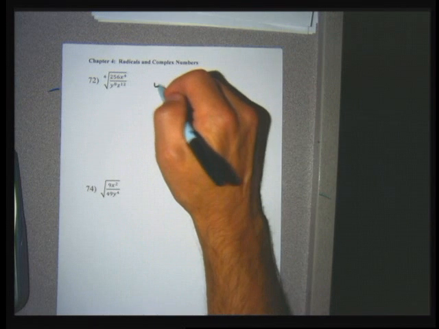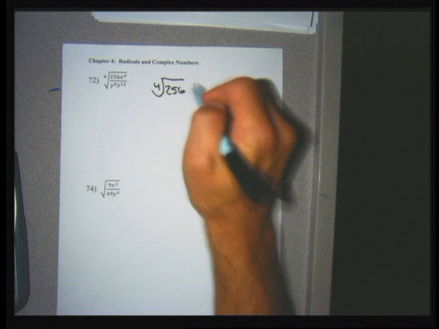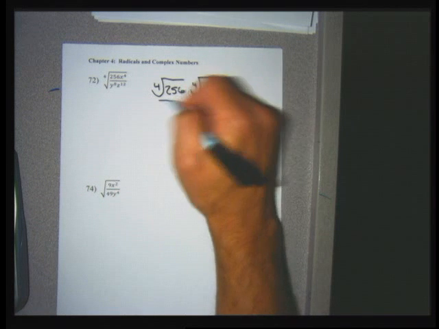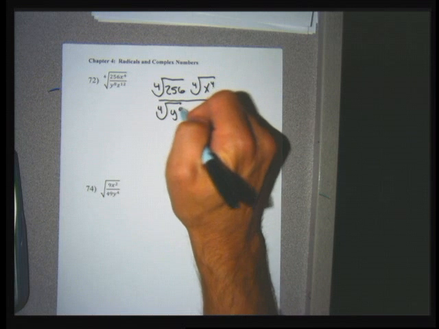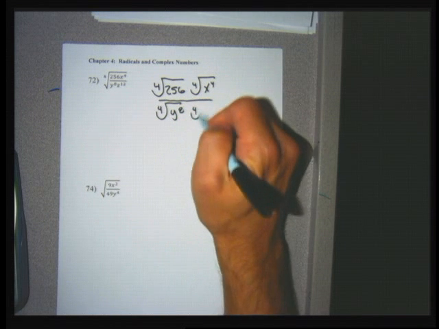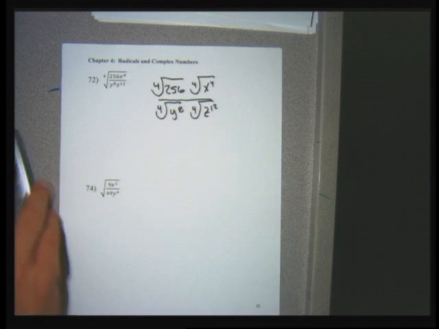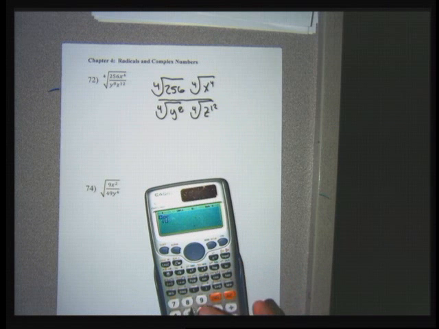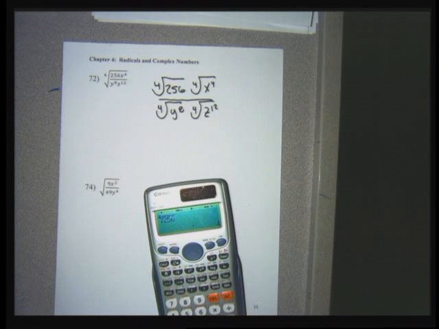These are silly in some sense. So 4th root of 256 for 72 times the 4th root of x to the 4th over the 4th root of y to the 8th and the 4th root of z to the 12th. That, I think, is 4, but let me make certain. Shift x with the exponent for the template for that 4th root of 256. That turns into the number 4 without a radical.